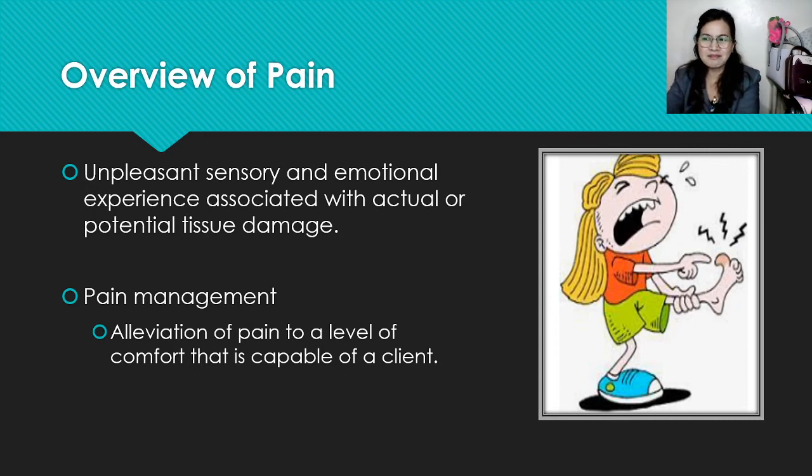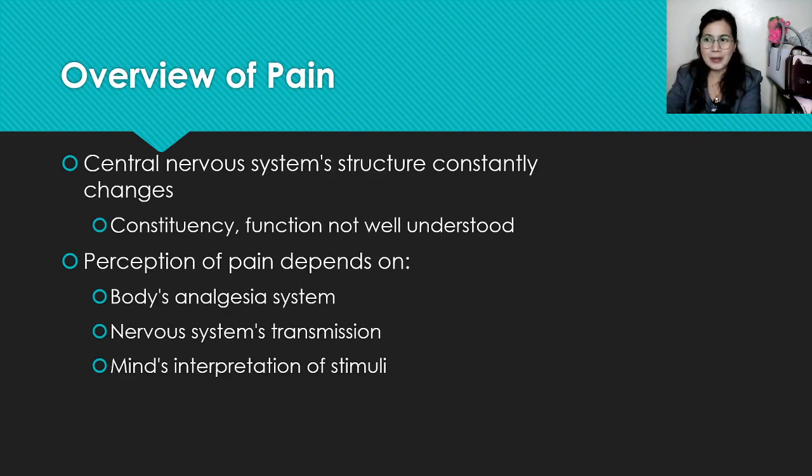Pain is an unpleasant sensory and emotional experience associated with actual or potential tissue damage. When you say pain management, it is the alleviation of pain to a level of comfort that is acceptable to a client. When there's pain, take note that the central nervous system structure constantly changes in terms of constituency and functions are not well understood as well. The perception of pain depends on the body's analgesia system, nervous system transmission, and the mind's interpretation of stimuli.